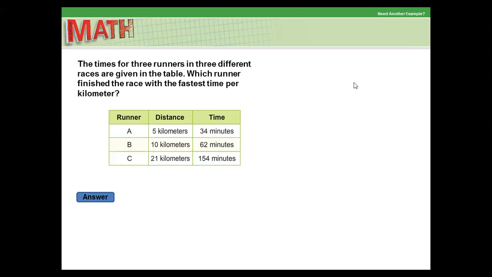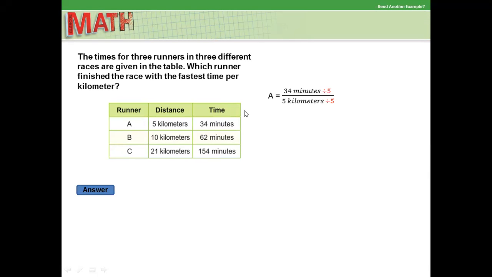In this exercise, you have to read the question well. The times of 3 runners in 3 different races are given in the table. Which runner finished the race with the fastest time per kilometer? So you have runner A, runner B, runner C. Runner A, the distance is 5 kilometers in 34 minutes. And runner B, 10 kilometers in 62. Runner C, 21 kilometers in 154.